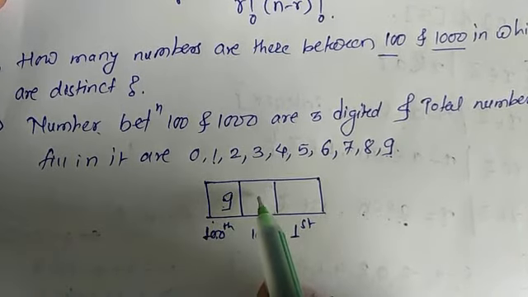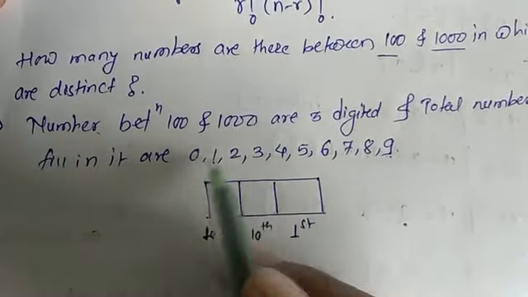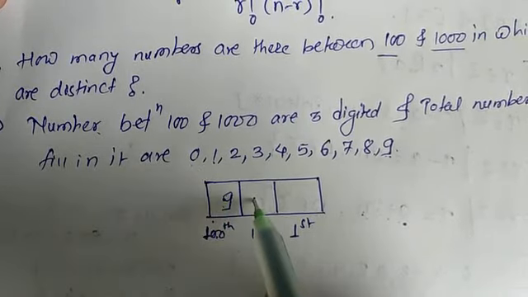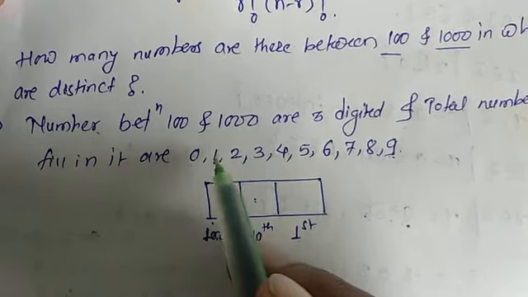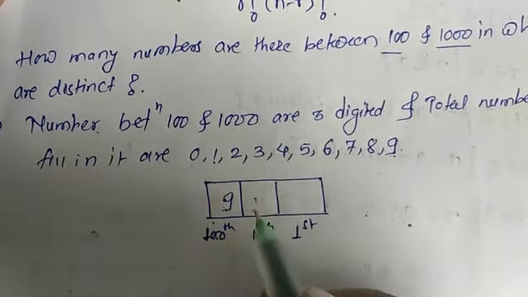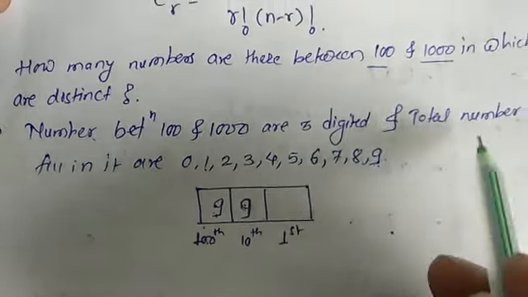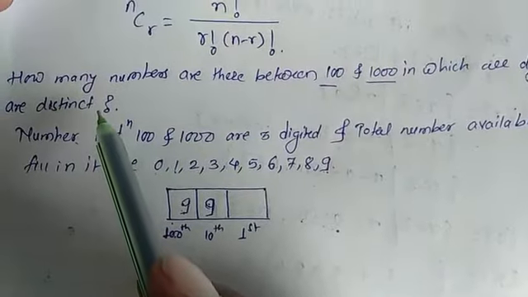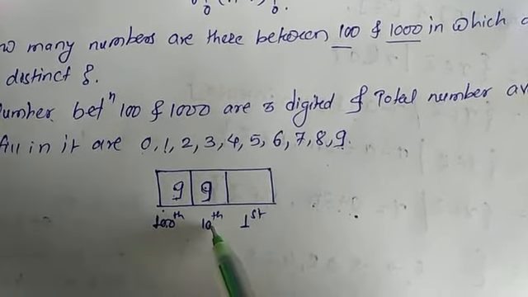Now for the 10th place, one number from 1 to 9 is already used, so the remaining possibilities, including 0, can be considered here. The total was 10, and we have used one number, so 10 minus 1 is 9. So at the 10 place there will be 9 possibilities, because the question says all digits are distinct.